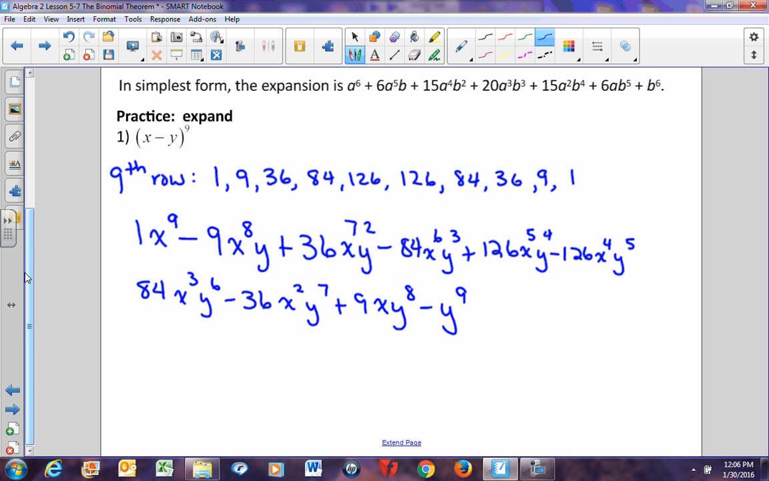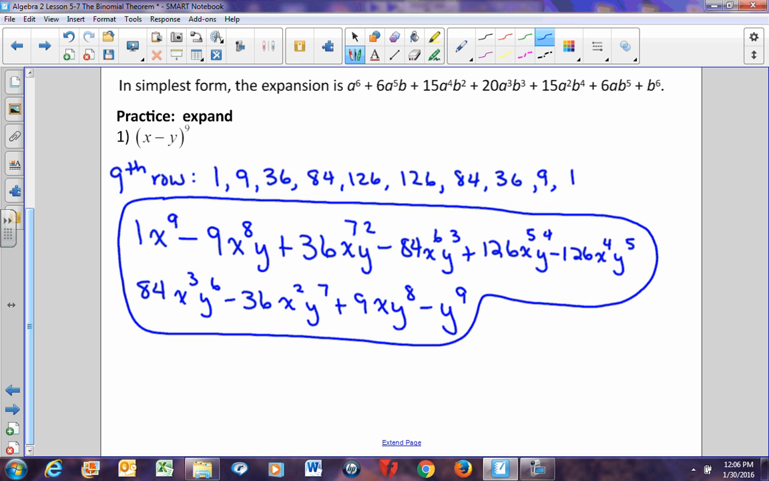It's X to the 9th minus 9, X to the 8th, Y, plus 36, X to the 7th, Y to the 2nd. Notice X is going down: 9, 8, 7, 6, 5, 4, 3, 2, 1, none. And Y is going up: 0, 1, 2, 3. And that's how you expand. That's a whole lot easier than actually having to multiply it out. Using Pascal's triangle makes it fairly simple.